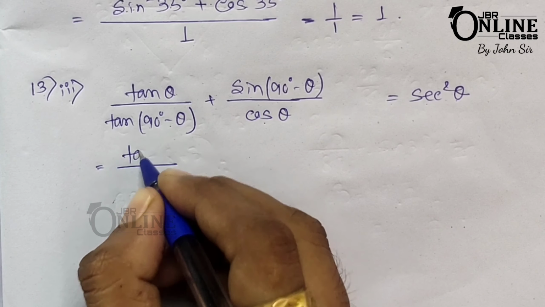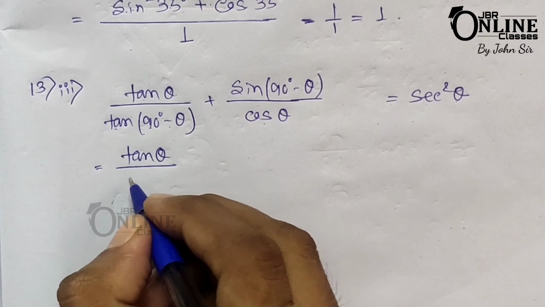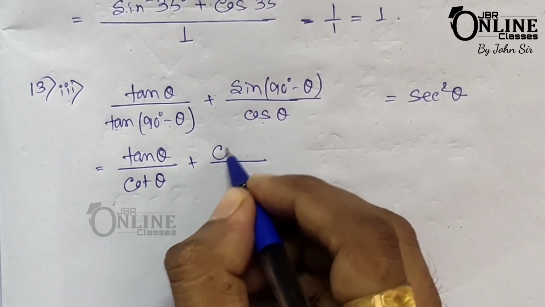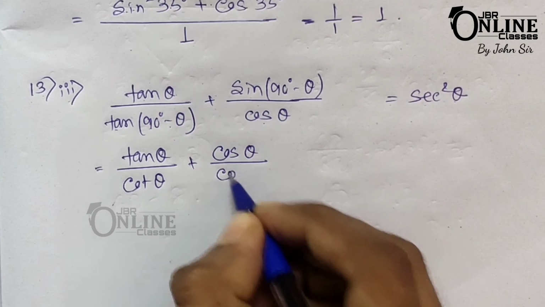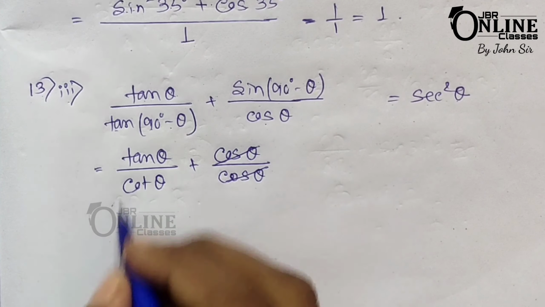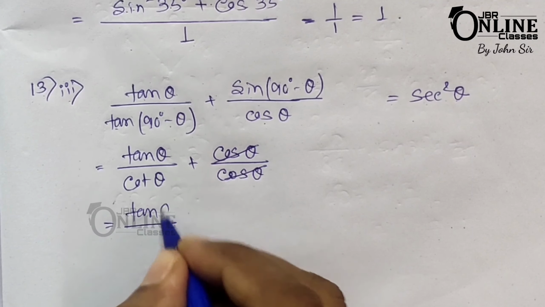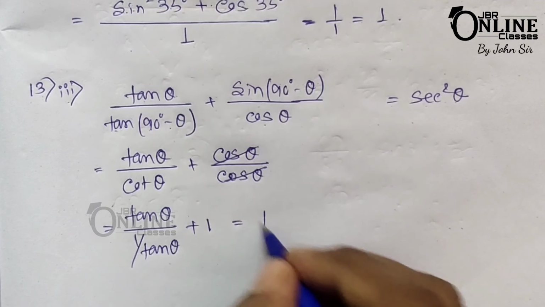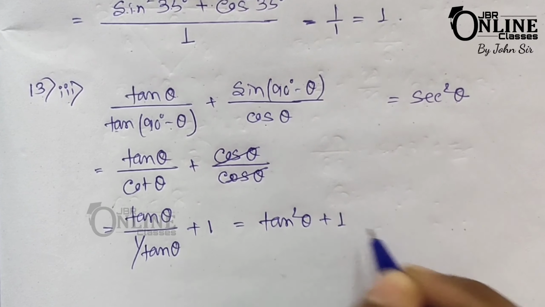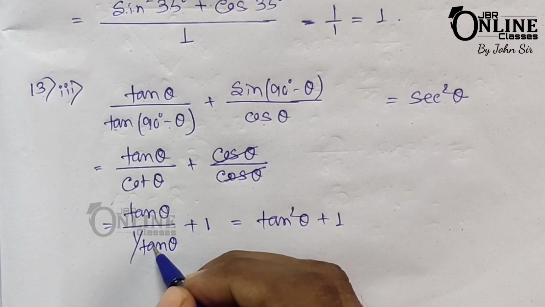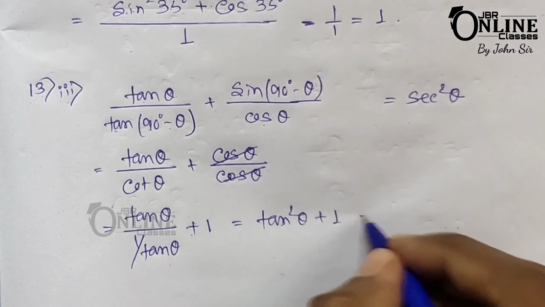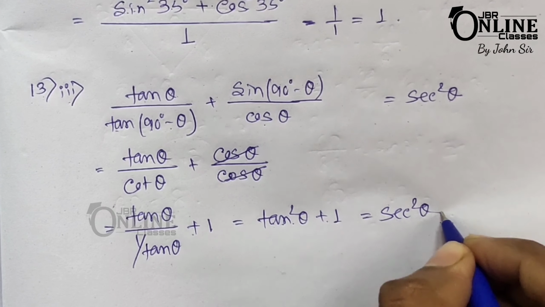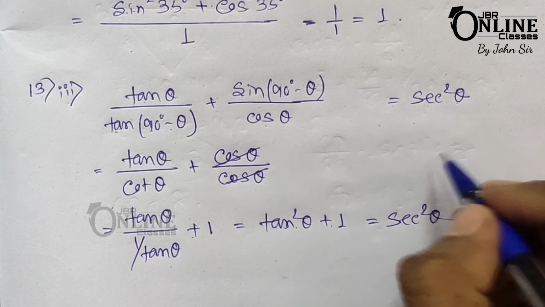So here first write down tan theta, and tan(90° − theta) becomes cot theta, then plus sin(90° − theta), which equals cos theta. Now cos theta cancels out. Here tan theta and cot theta means 1 by tan theta, plus 1. So that means tan square theta plus 1. Okay, tan theta into tan theta becomes tan square theta, and plus 1. Now the formula: tan square theta plus 1 equals sec square theta. Okay, so it's proved.